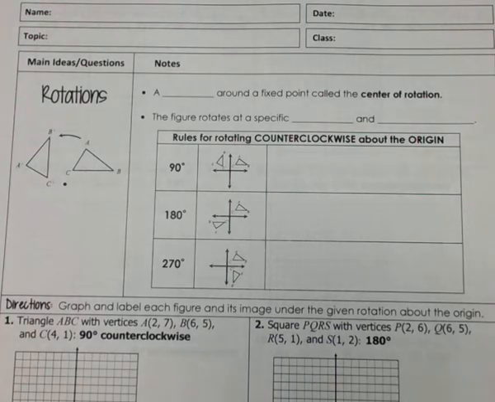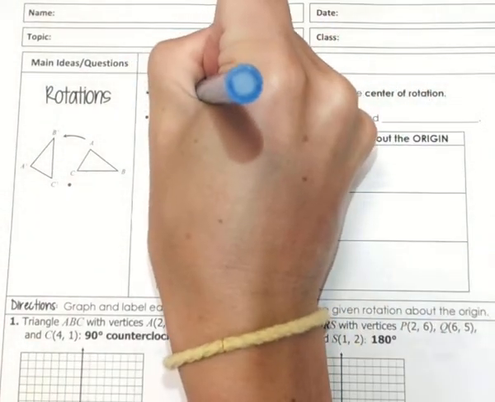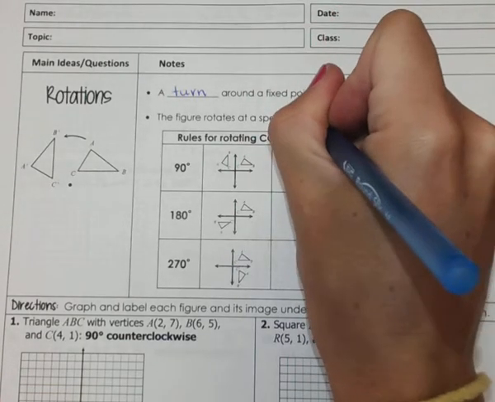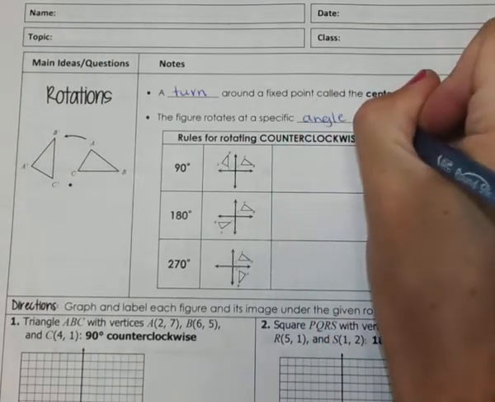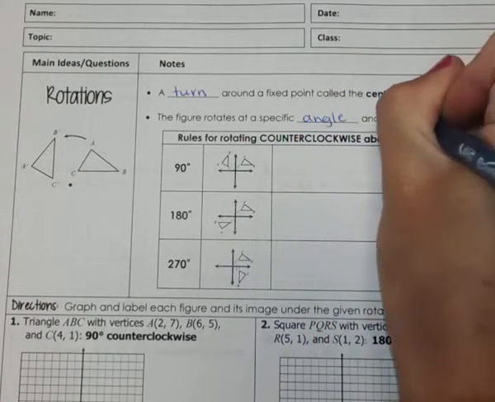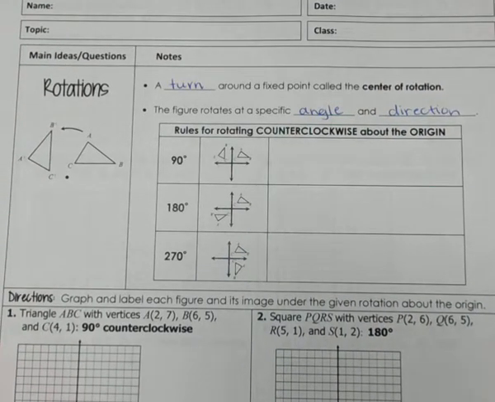Today, the transformation we are looking at is a rotation, which is a turn around a fixed point called the center of rotation. The figure rotates at a specific angle and a specific direction. So we have three main degrees of rotation that we're going to be looking at. There are obviously more.